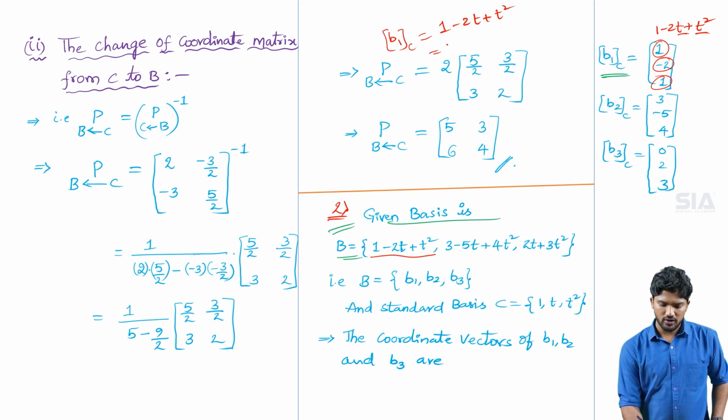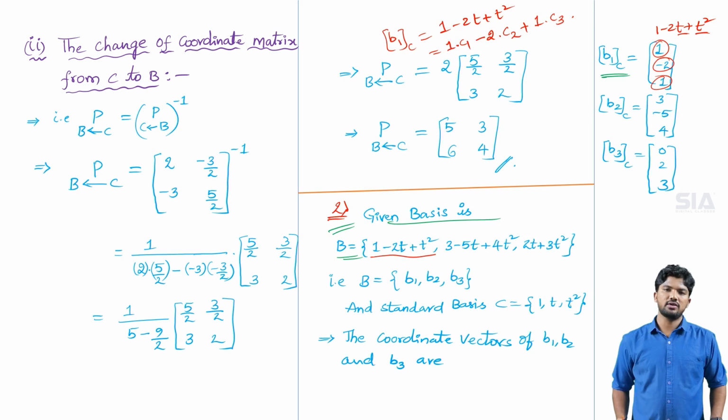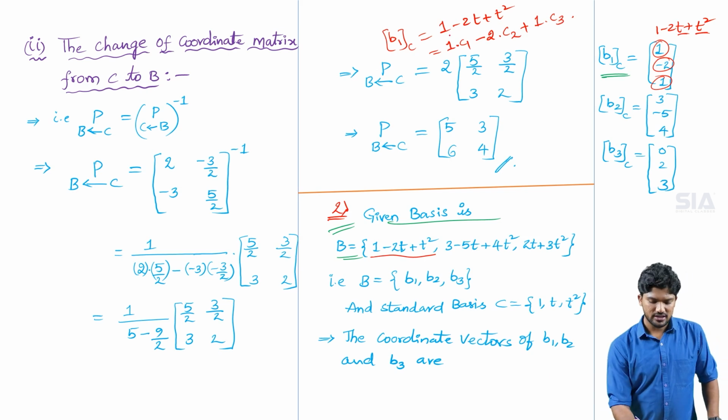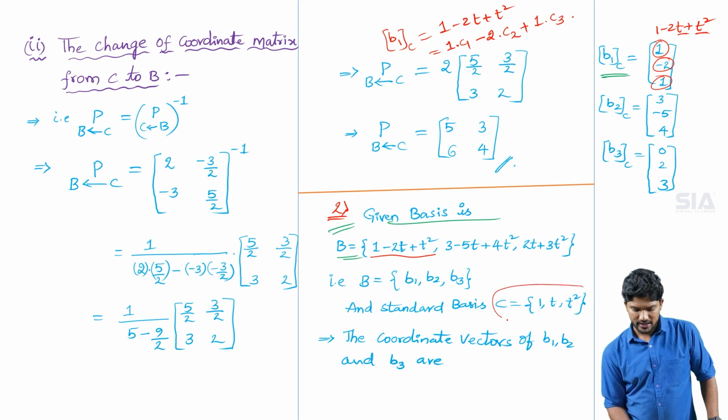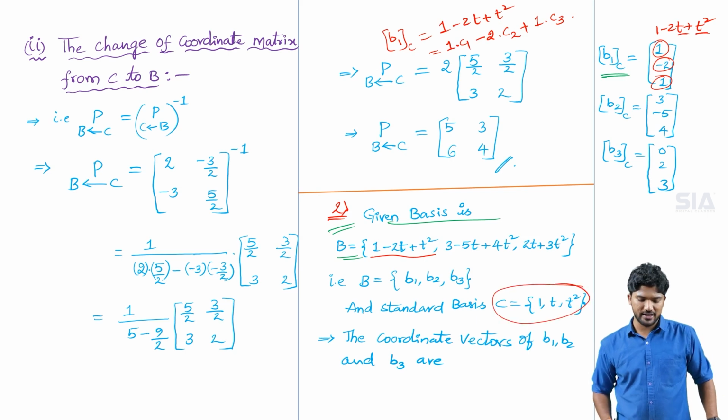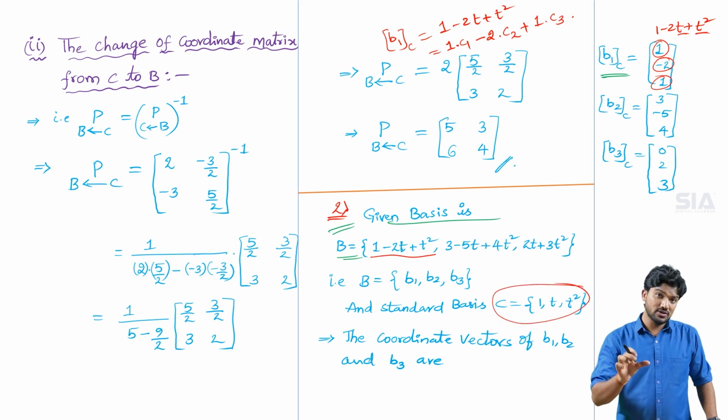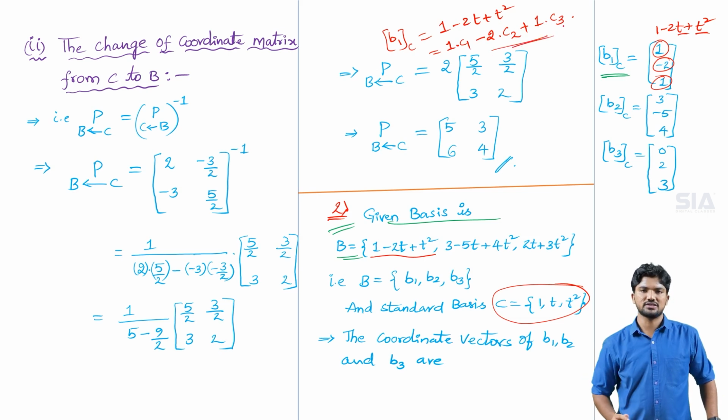So therefore, 1 into c1 minus 2 into c2 plus 1 into c3, where c1, c2, c3 are the vectors. These are the standard basis. Here you can see capital C is equal to 1, t, t square, is there. C1, C2, C3 are the standard basis. A standard basis we can represent in this format.